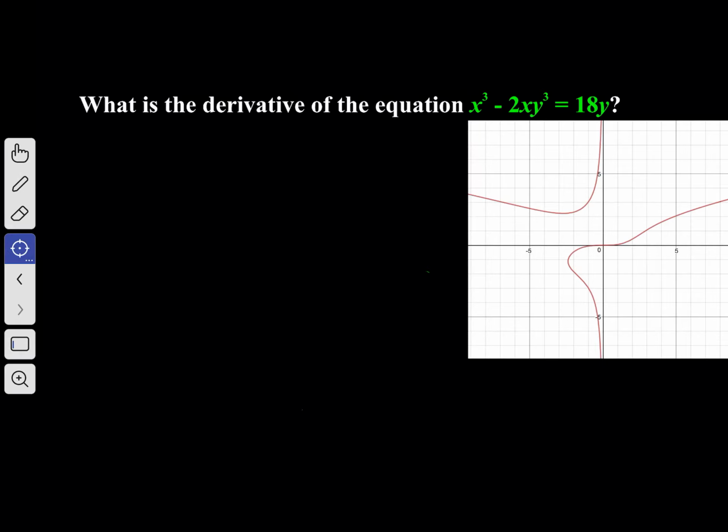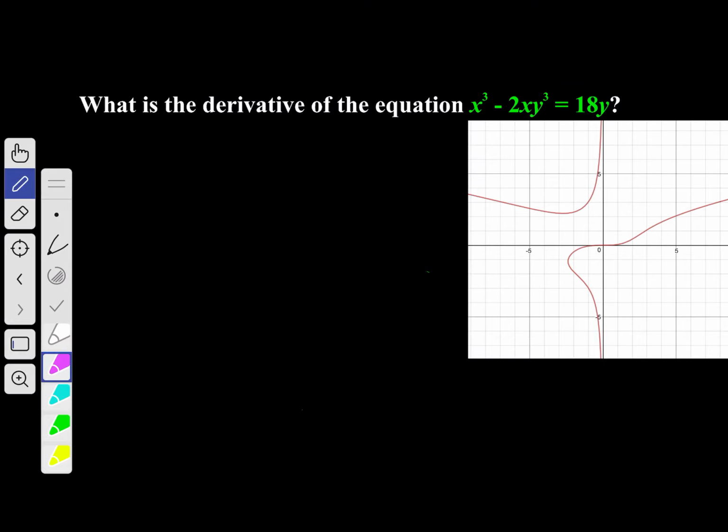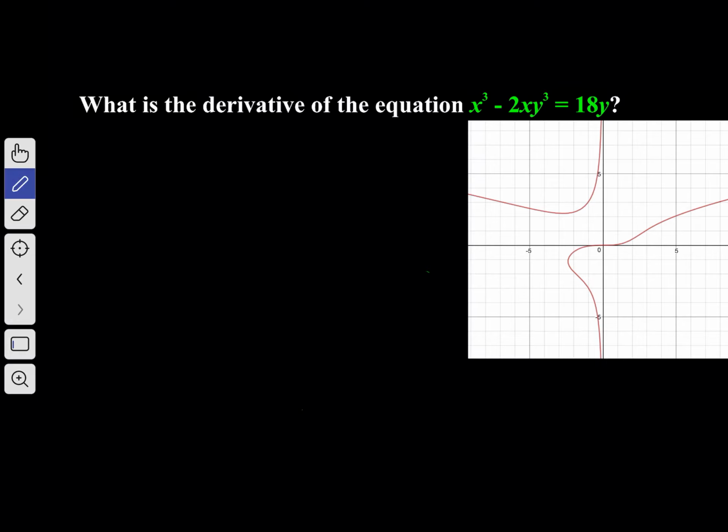Okay, so how about this one? One last example. What is the derivative of the equation x cubed minus 2xy cubed equals 18y? So a lot going on here. Our y is not isolated, so we are going to have to do implicit differentiation. Let's just take the derivative of every term with respect to x. So the derivative of the first term, x cubed, would be 3x squared dx/dx.